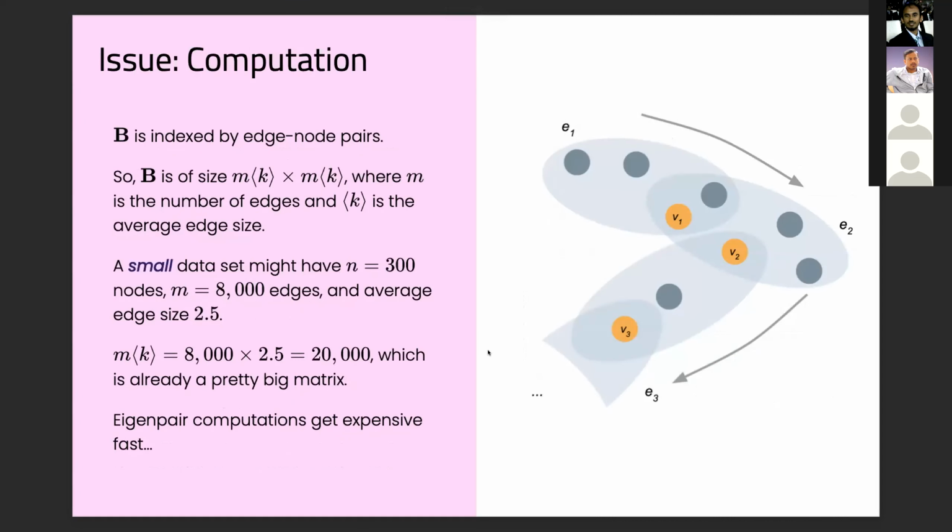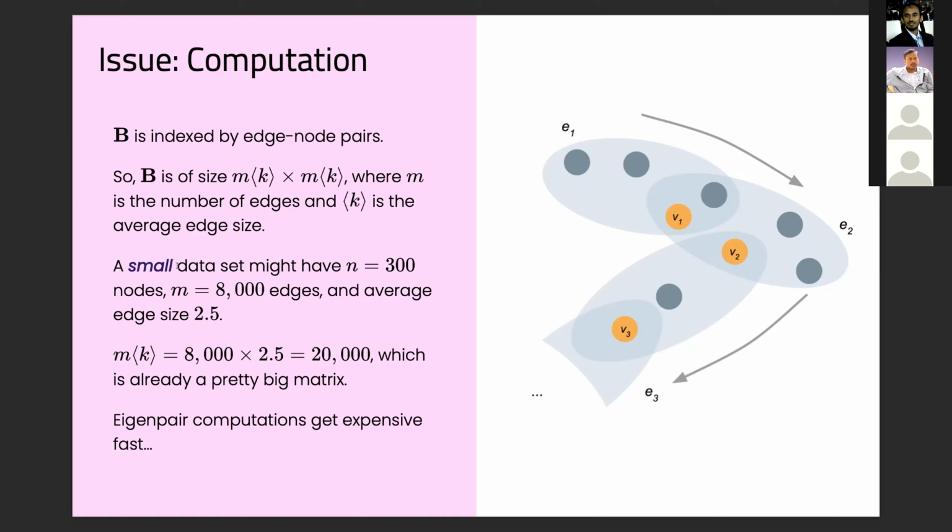All right, but issue number one, computation. So as I said before, when we have the adjacency matrix, it's very neatly always number of nodes by number of nodes. In contrast, the non-backtracking operator is indexed by edge-node pairs. So that means that our non-backtracking operator is of size mk by mk, where m is the number of edges and k is the average edge size, right? So this can grow very quickly.